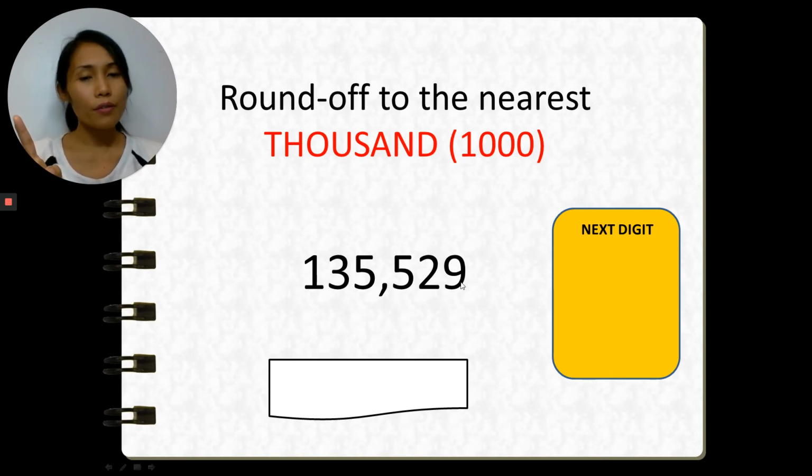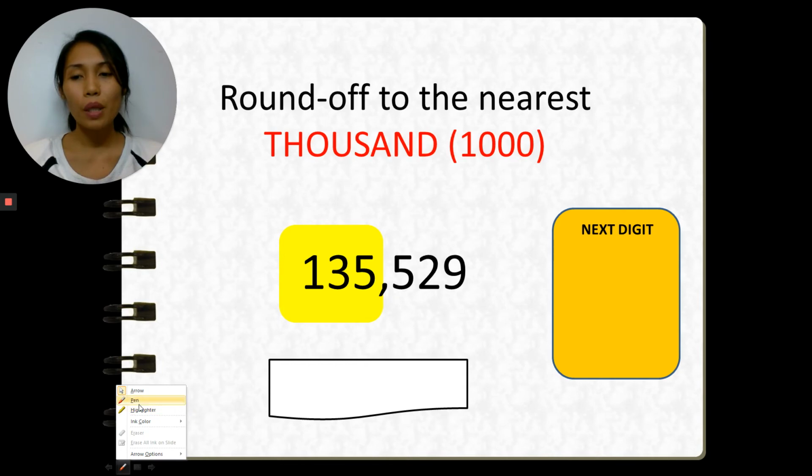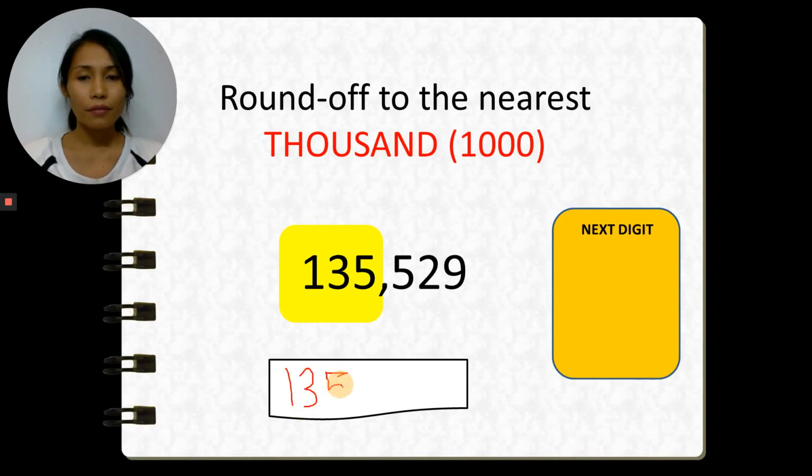Okay, the 9 is in ones place, 2 is in tens place, 5 is in hundreds place, and the other 5 is in thousands place. So that means, yeah, we will work with here, thousands place. So that means we will copy this 135 below, 135,000. All right.